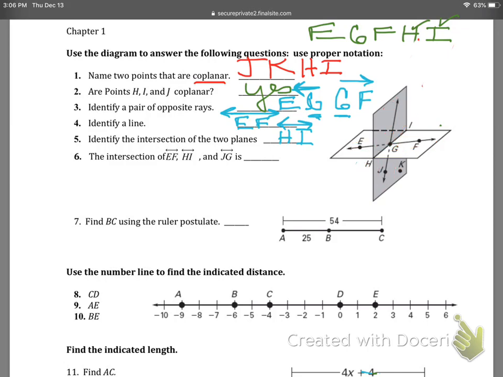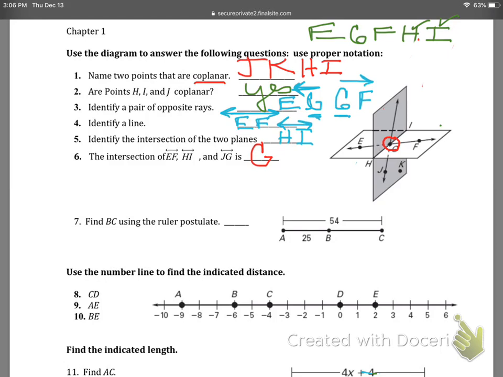So let me just get rid of all those notations. Do you see how this point G marks the intersection of those 3 lines that I just went through and highlighted? So my intersection is a point G. Okay, so we're done with that first section.